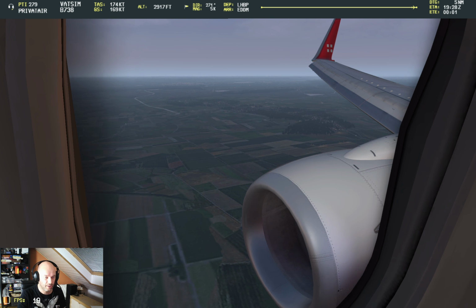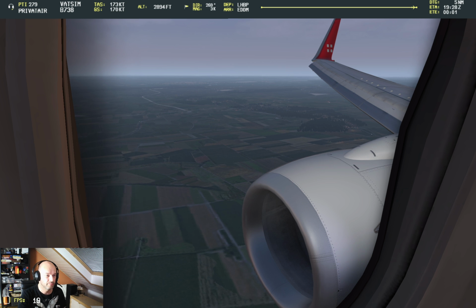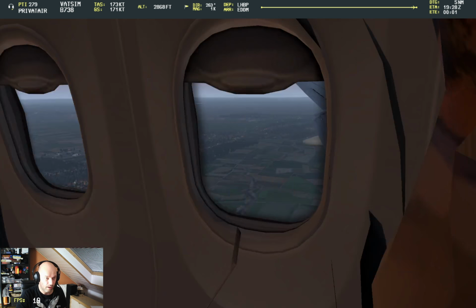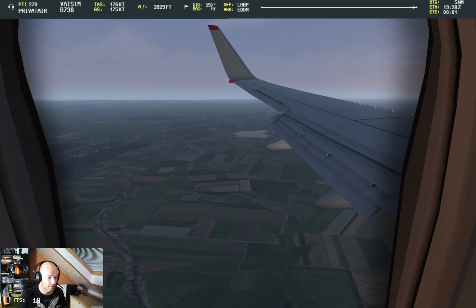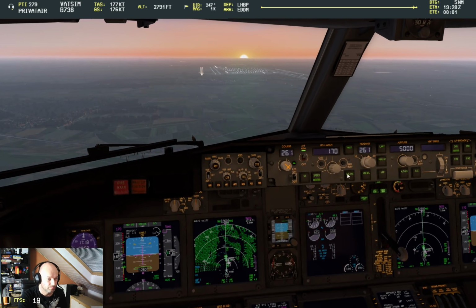Oh, the frames are killing me. Are you kidding me? India 153, wind 210 degrees. Are you kidding me? 26 right and clear to take off.